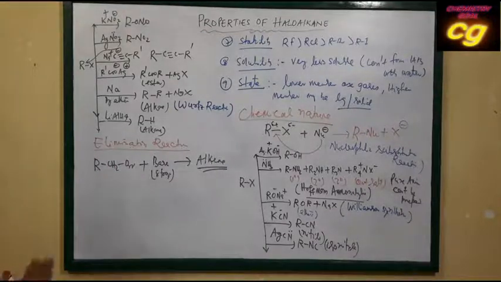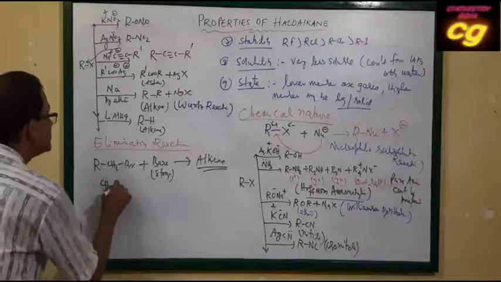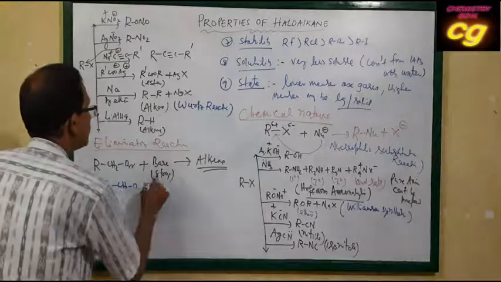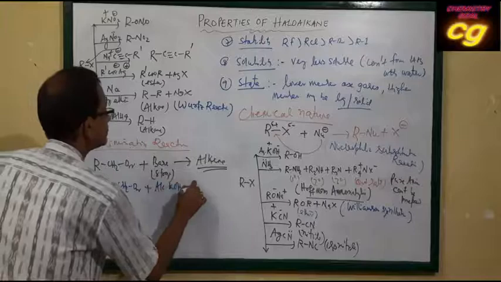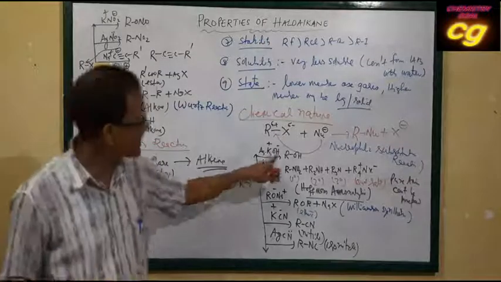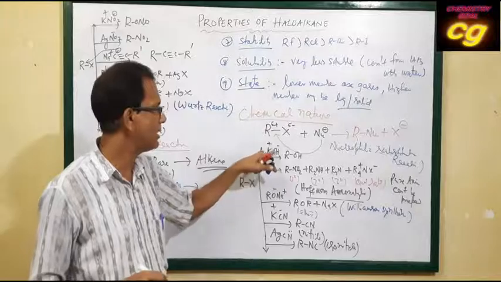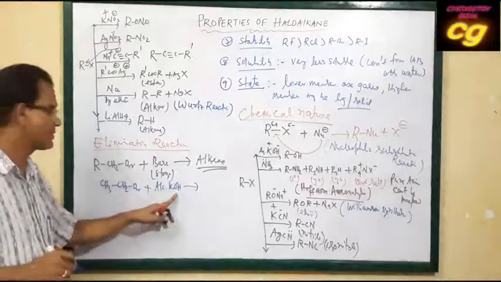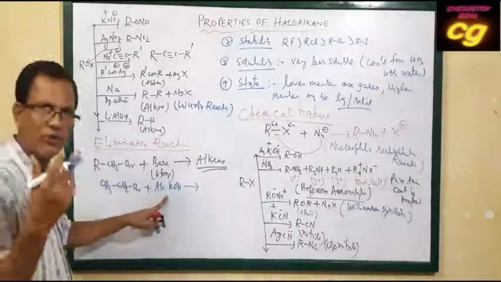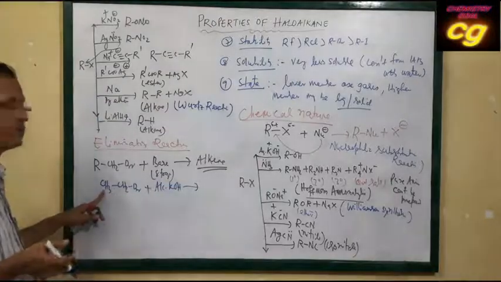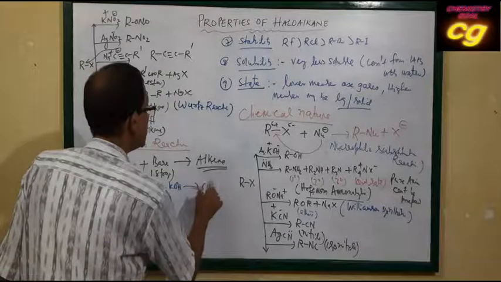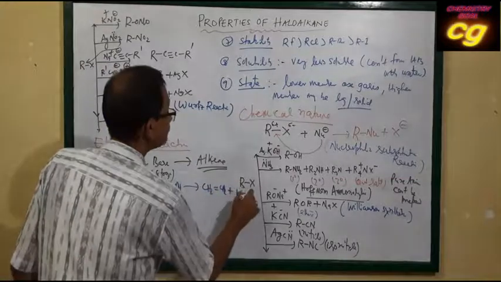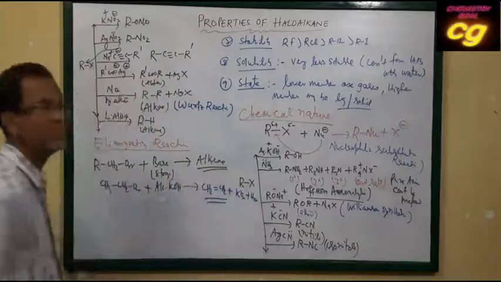Take one example. Suppose CH3CH2Br. This is your haloalkane. It reacts with alcoholic KOH. This is not the same as aqueous KOH. In aqueous KOH, OH minus acts as a nucleophile. In alcoholic KOH, OH minus acts as a base. So what is the role of the base? Mechanism we will discuss later. OH minus takes hydrogen from CH3, so it will produce CH2=CH2 plus KBr plus water.